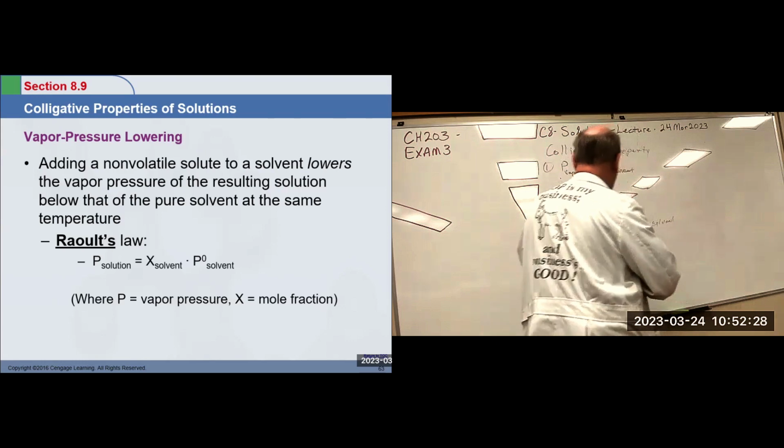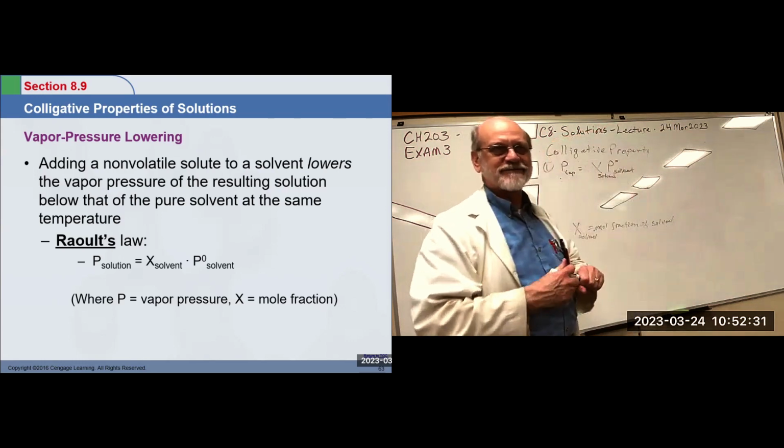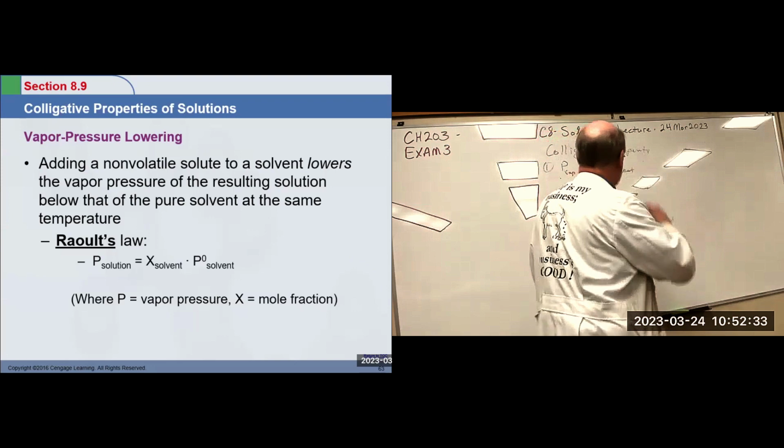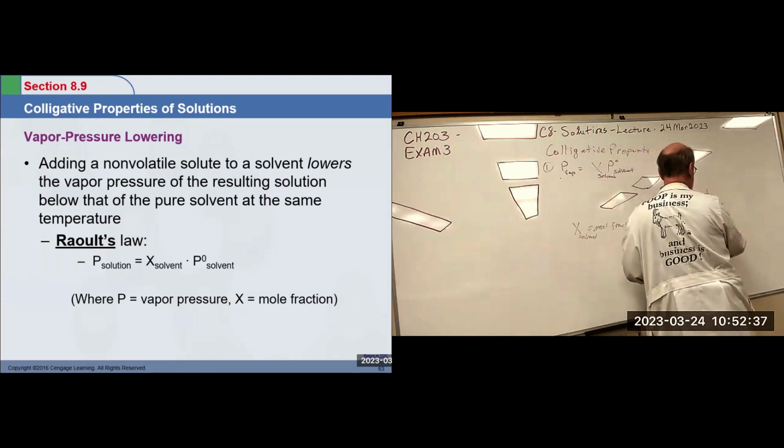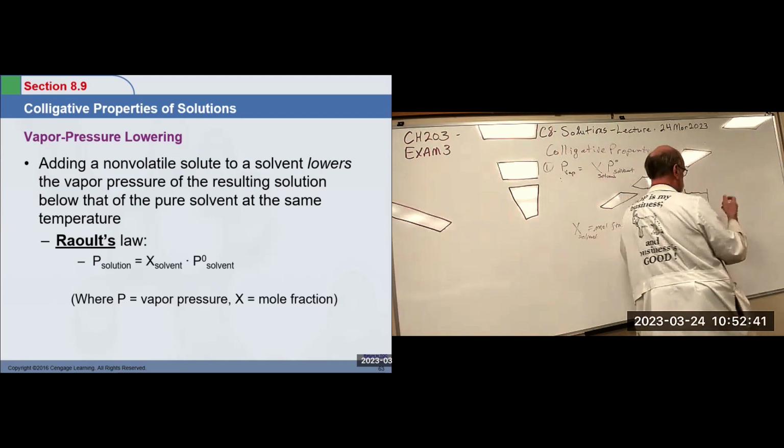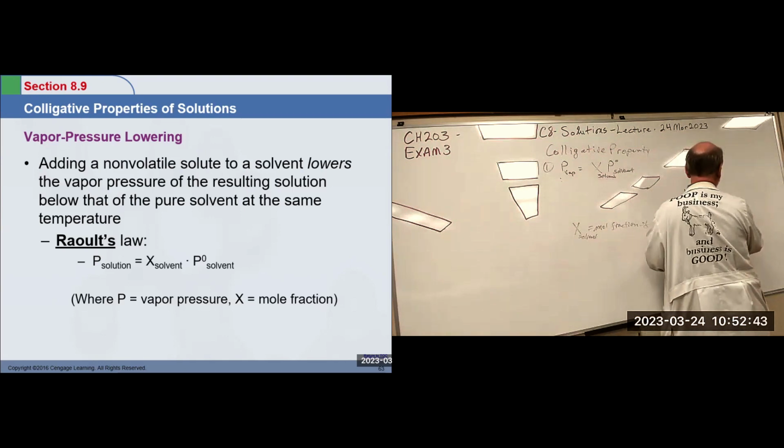So what's the mole fraction? Well, if you have a solution and you know in here you have, say, I don't know, 25 moles of solvent.